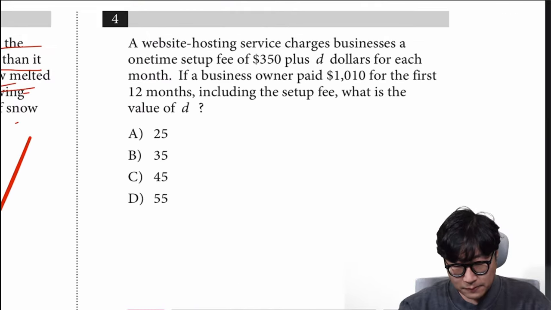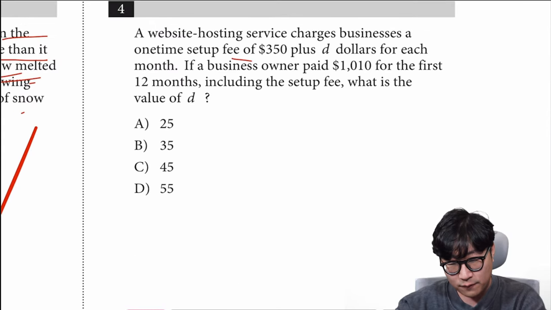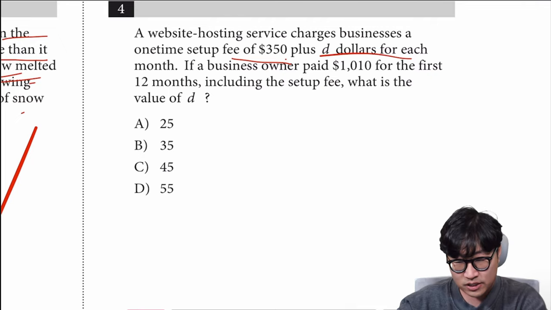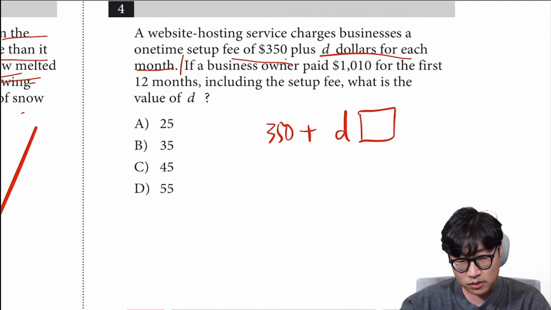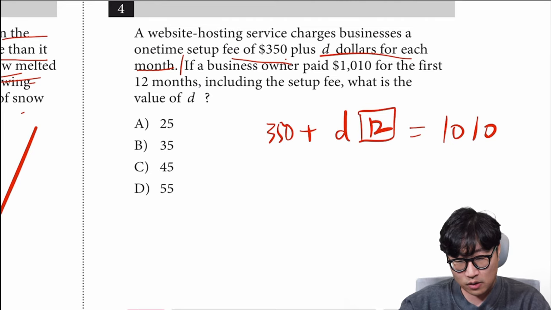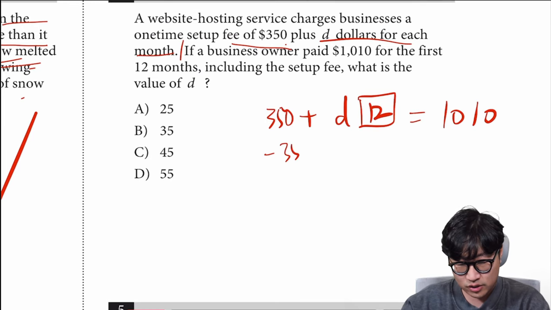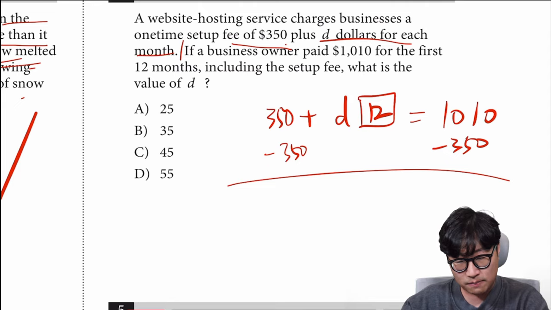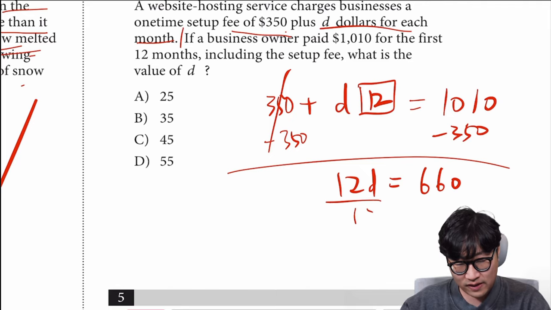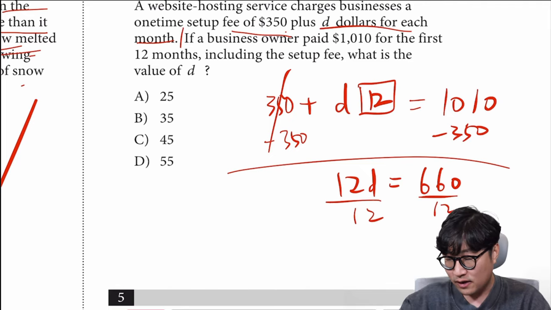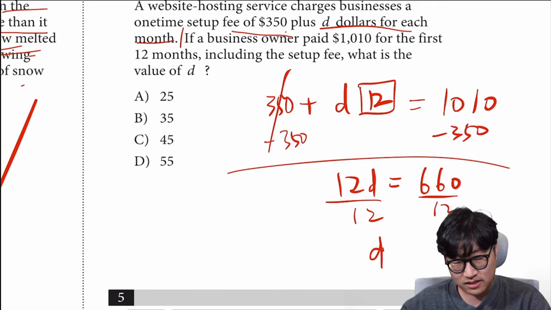Number four, a website hosting service charges a one-time setup fee of $350 and D dollars for each month. Okay, so $350 plus D for however many months. If a business owner paid $1010 for the first 12 months, so 12 right there, what is the value of D? Just solve this. Subtract 350 on both sides and boom. 12D is equal to 660, I believe. And if you just divide that by 12, so 660 divided by 12, just punch it into your calculator and you get D is equal to 55.